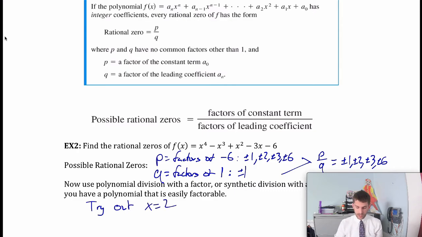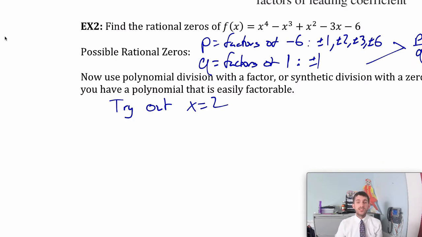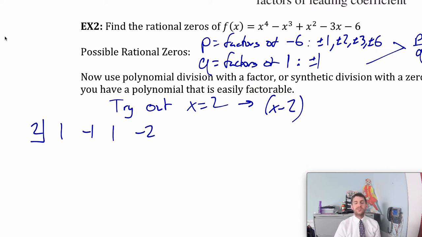In doing so, we're going to use synthetic division, meaning we're trying to factor out x minus 2. We're going to use synthetic division to divide or factor that out. We'll put 2 in the box, the zero of that factor, and we're going to use the coefficients from the rest of it. So x to the fourth, that's 1; minus 1 for the minus x to the third; plus 1 for the positive x squared; minus 3 for the x term; and then minus 6 for the constant.